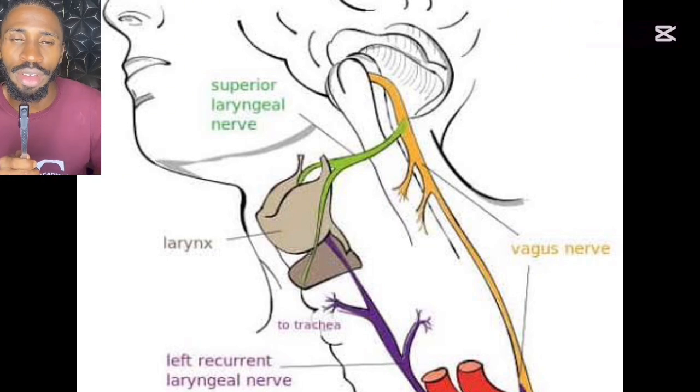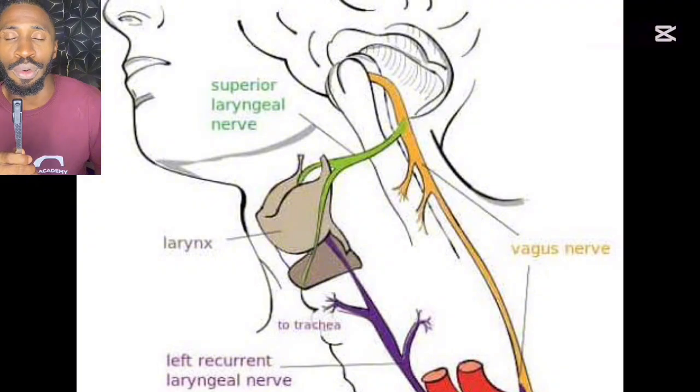So don't forget, derivatives of the 4th arch are supplied by the superior laryngeal nerve, while derivatives of the 6th pharyngeal arch are innervated by the recurrent laryngeal nerve. All the musculature of the larynx derived from the 4th and 6th arches is innervated by the vagus nerve. Don't forget.